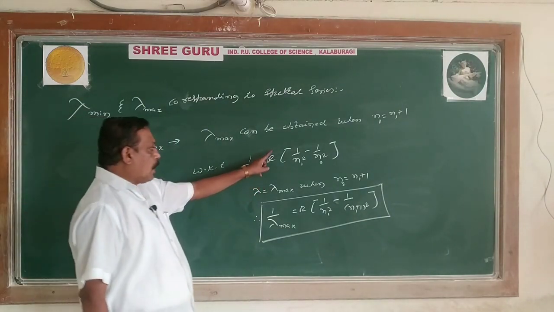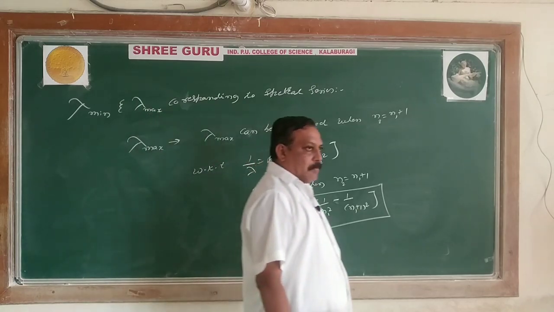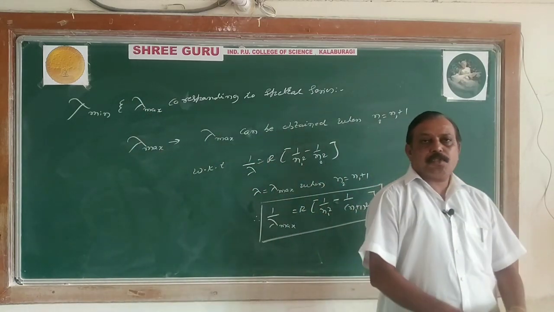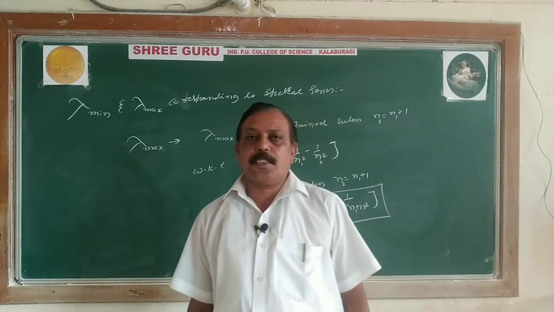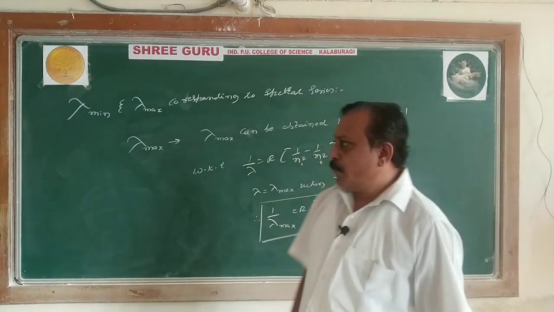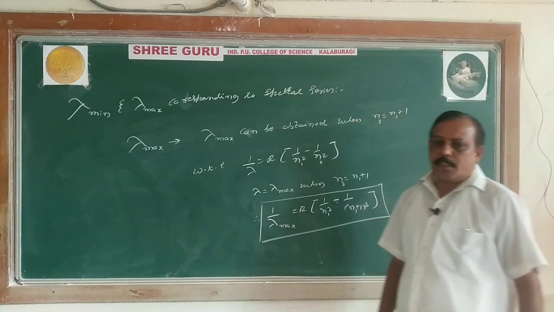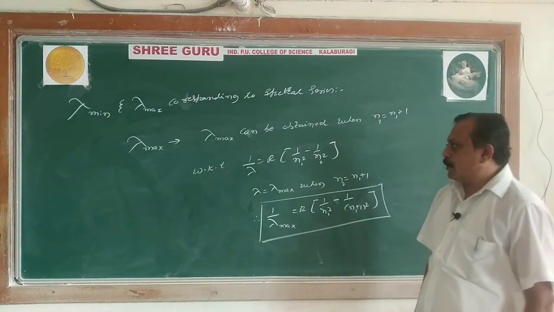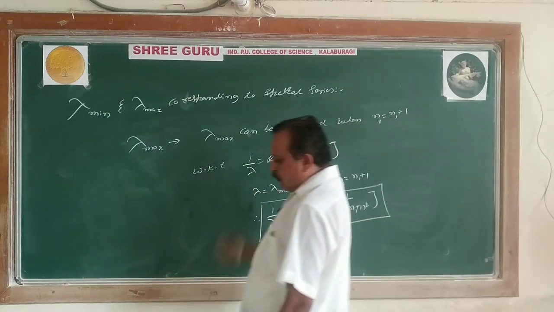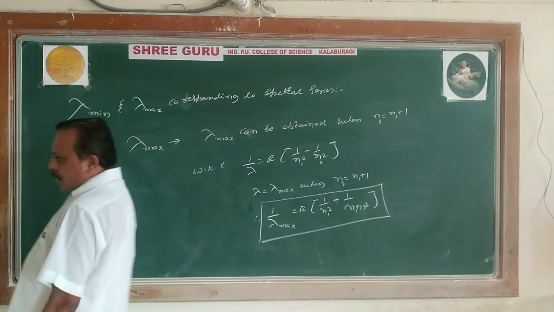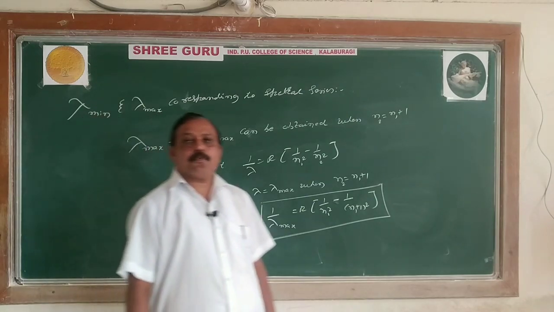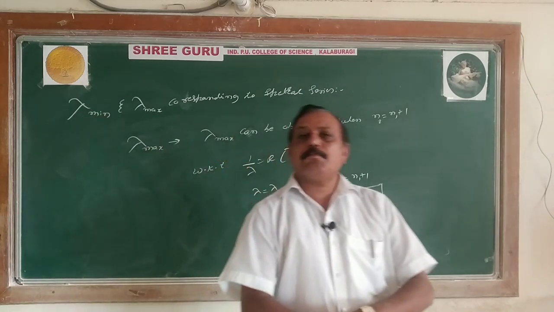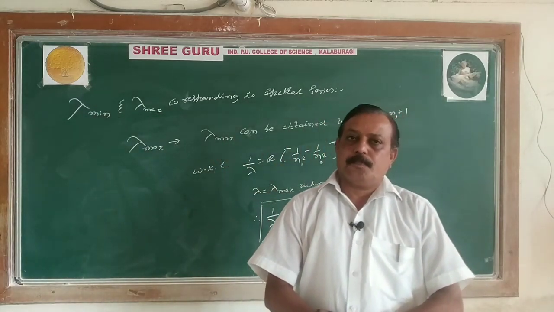where R is the Rydberg constant. That Rydberg constant R equals m Z square e4 divided by 8 epsilon naught square c h cube, where c is the velocity of light, that is 3 into 10 to the power 8 meter per second. By substituting all the constant values for hydrogen, it is estimated theoretically and experimentally that R equals 1.097 into 10 to the power 7 per meter.